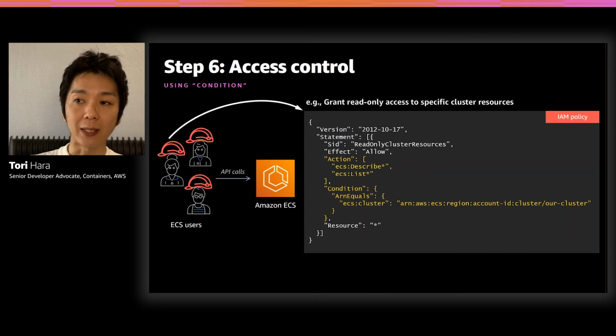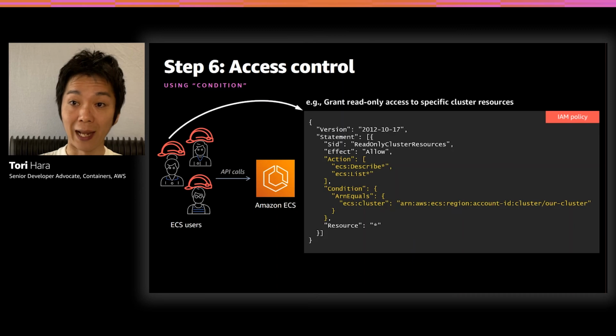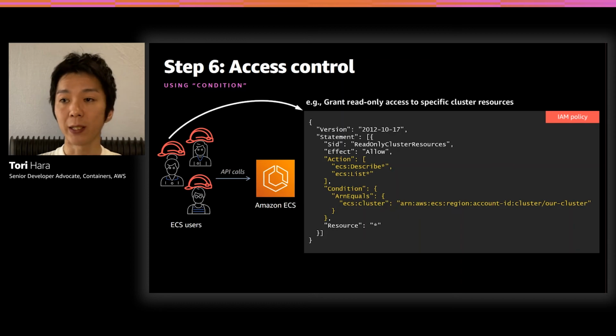You may realize that there is a condition field next to the action field, and it narrows the range of accessible resources. So in summary, a user with this IAM policy can describe or list anything, but the access will be limited to resources in the specified ECS cluster by the condition field. Good.